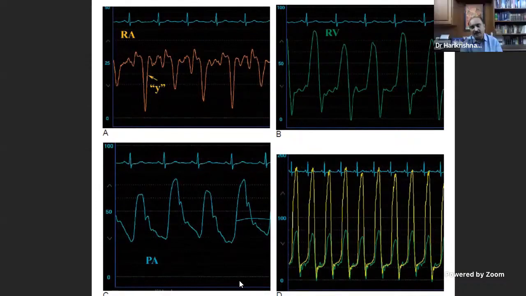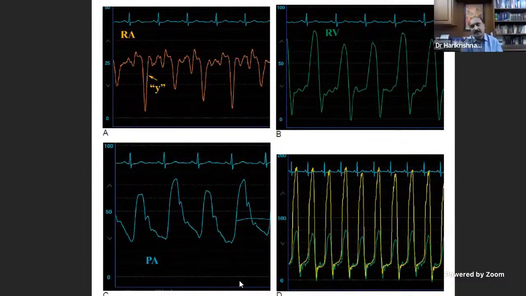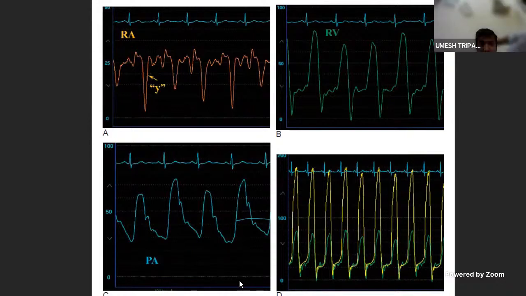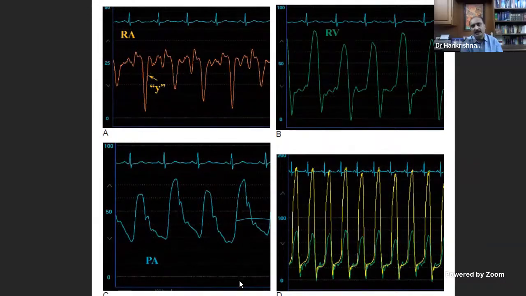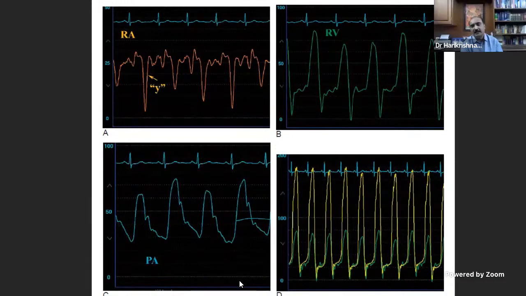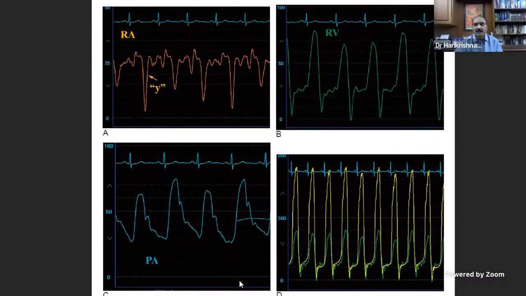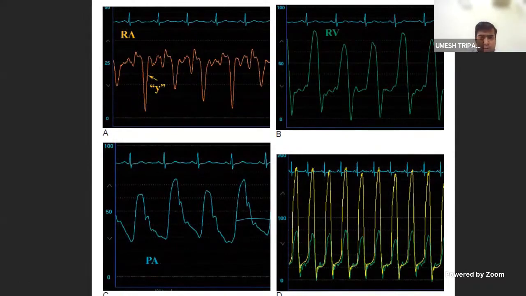What about the pressure? Pressures as such, it is very high, no? Yes, sir. The pressure is around 25, sir. Okay. It's elevated. What about the RV pressure? Sir, RV pressure is also reaching around 70. Is respiratory variation also visible over here? And what about the end-diastolic pressures? The end-diastolic pressures are also elevated. It is around 30, and it is less than one third of 70.